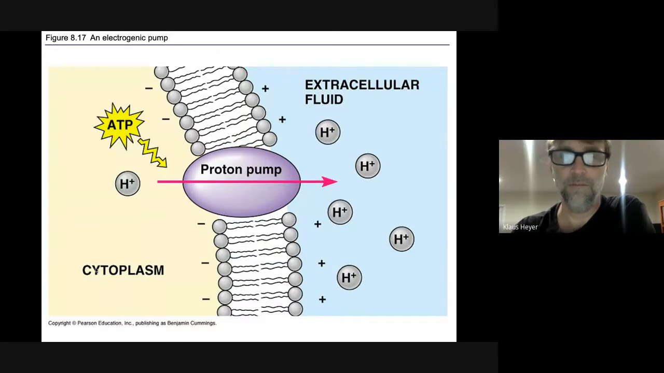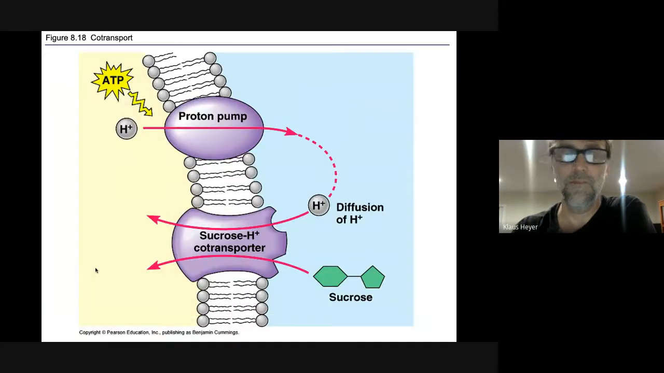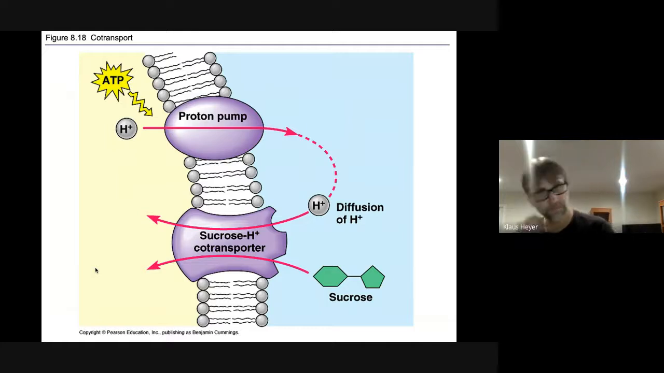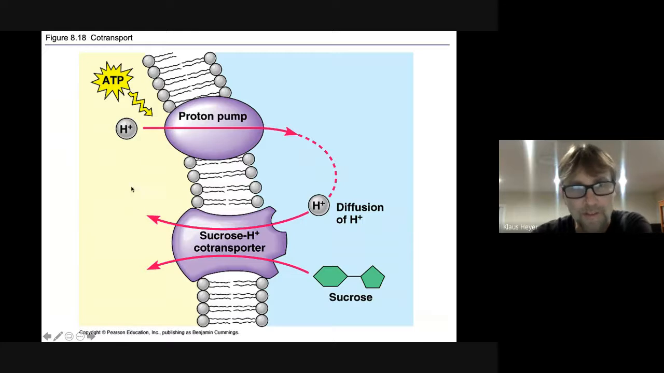This is an example. This is a better example. Okay. This cell, here's the inside of the cell, here's the outside of the cell. This cell here wants to get sugar. Remember, this is one of the disaccharides. It wants to get sugar into the cell, but sugar won't go in. It's not working by diffusion. So we're going to have to drag it in.